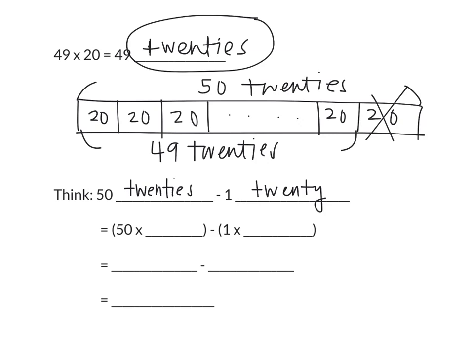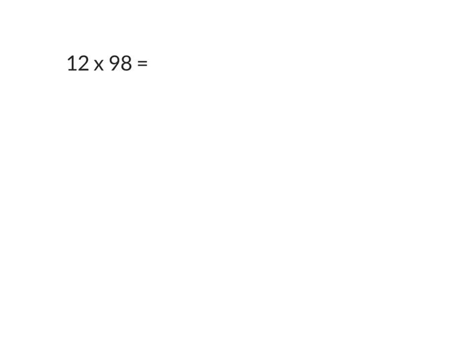50 20s, how do I write that as a math equation? 50 times 20. And then I want to take away 1 20, so how do I write that as a math expression? 1 times 20. Okay, what's 5 times 2? 10. So how many additional factors of 10 do I have? 2. So I have 10, and then it's 100 times bigger, so I add 2 more zeros, right? Okay, and then I have to take away 20. So what's 1,000 minus 20? 980. So what is 49 times 20? 980.